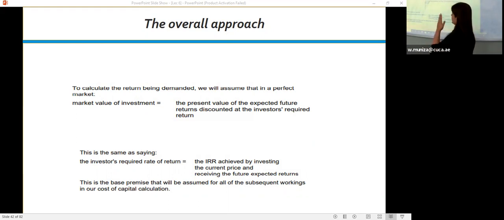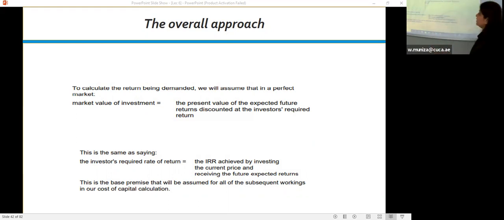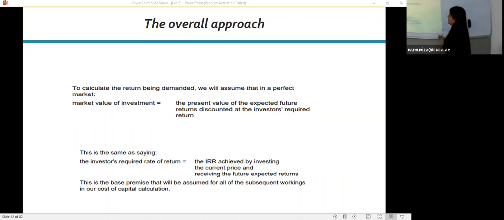Now, my dear students, what is the overall approach to calculate the return being demanded? We will assume that in the perfect market, the market value of the investment is equal to the present value of the expected future returns discounted at the investor's required return. Students, what is the investor's required return? We are going to discount it at the company's cost of capital. Investors' required return is the cost of capital for the company. The return which the investors do require will form the cost of capital for the company. They are equal to each other.